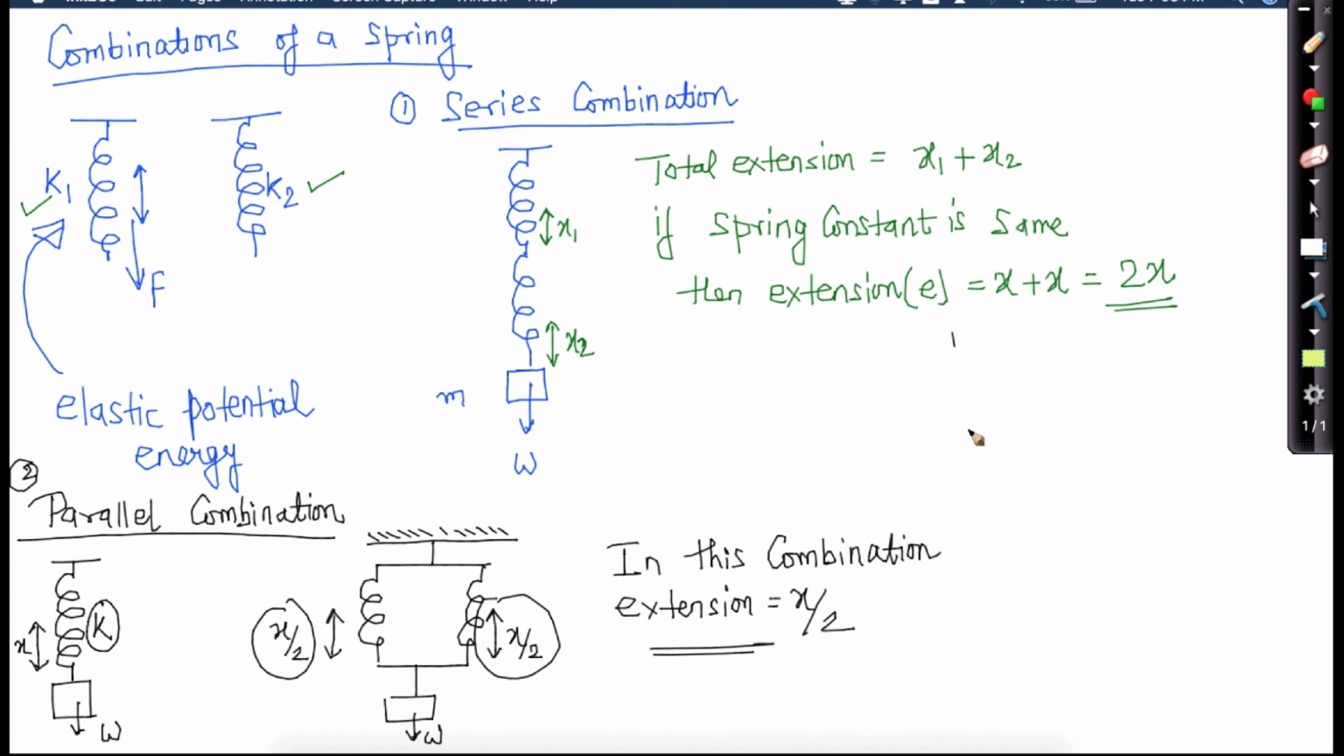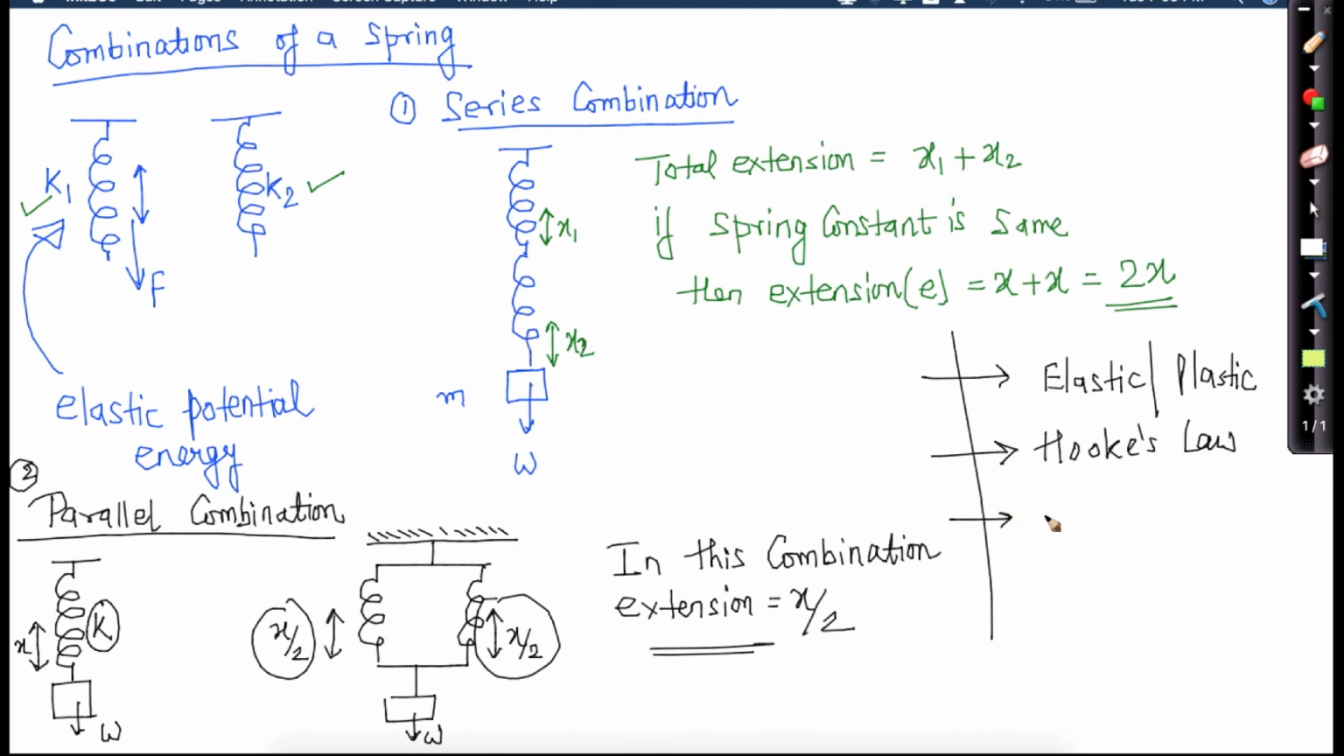Right, so that's it. Let's conclude. First of all, we talked about elastic and plastic materials. Then in our lecture we talked about Hooke's law. Next we talked about exam problems, like what kind of questions the IG generally asks. And next we discussed the combination of springs.